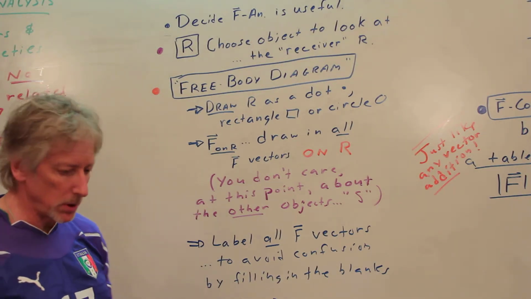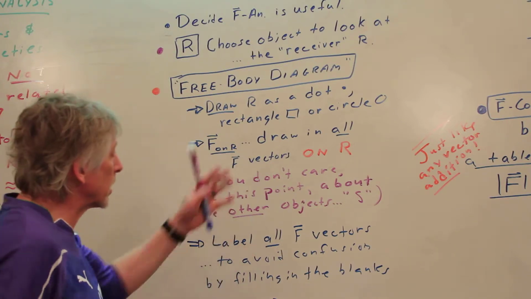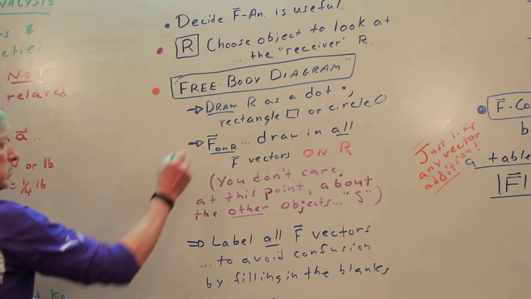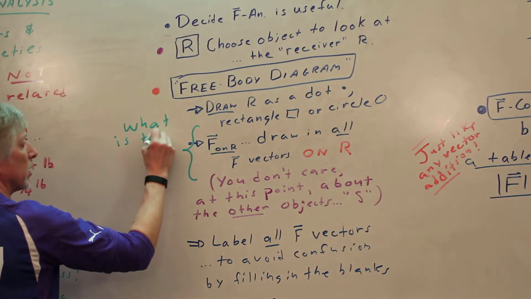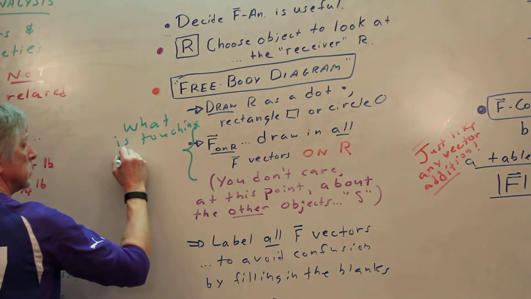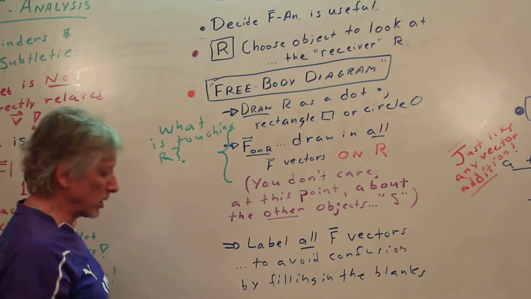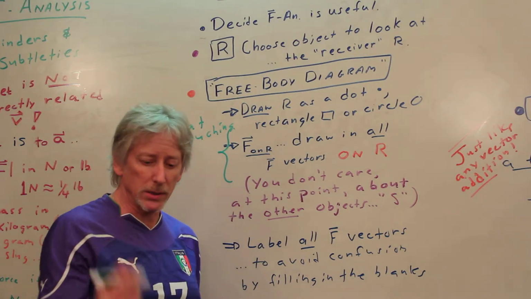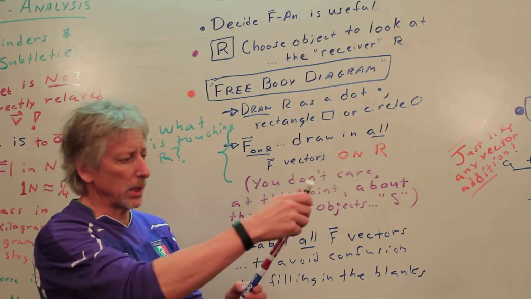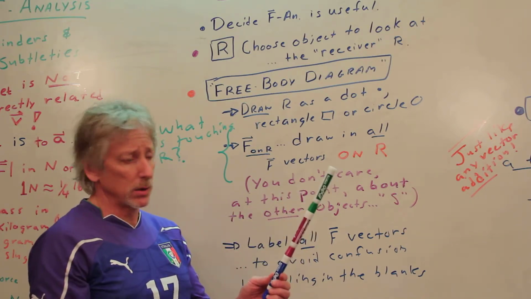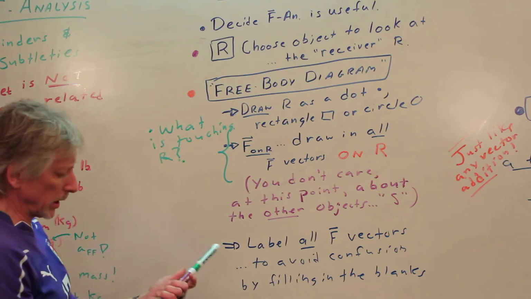How do you see them? Well, you look for contact forces and non-contact. So you just look at R and say, what is touching R? That's pretty easy. I mean, you could ask a kindergartner, what's touching this? Well, my hand. Right, that's it. What's touching this pen? The blue pen. Okay, now the blue pen and the green pen. Okay, fine. So what's touching it? Now there's another question. I kind of like this.